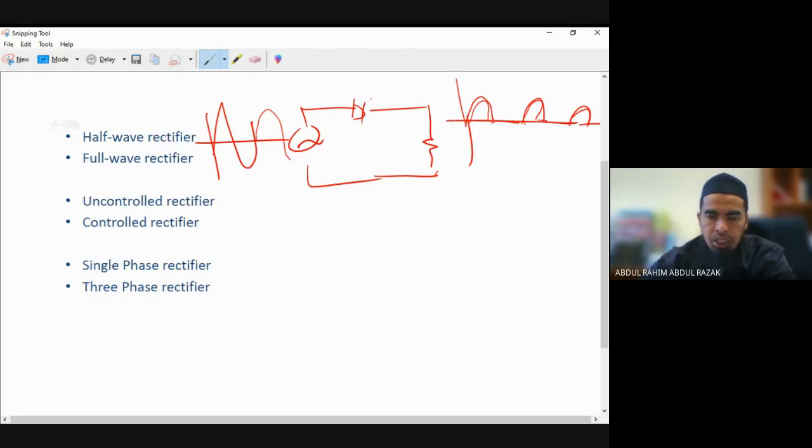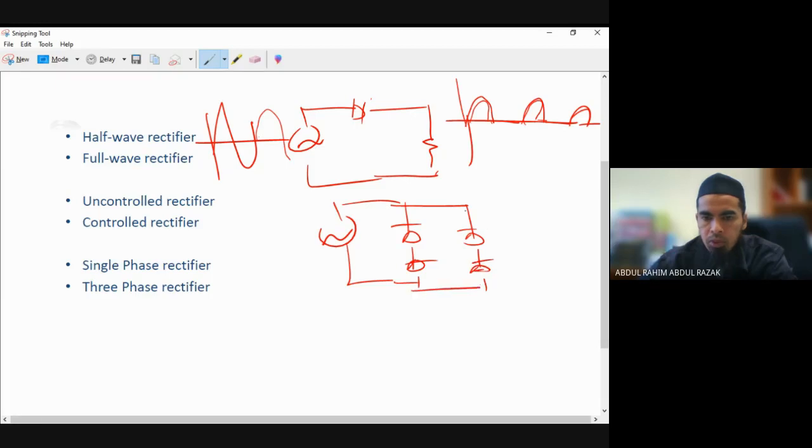Meanwhile, in a full wave rectifier, you have an AC source and you will have more than one diode component to compose the full wave rectifier. So actually the connection will be here. Come here, it goes to here.